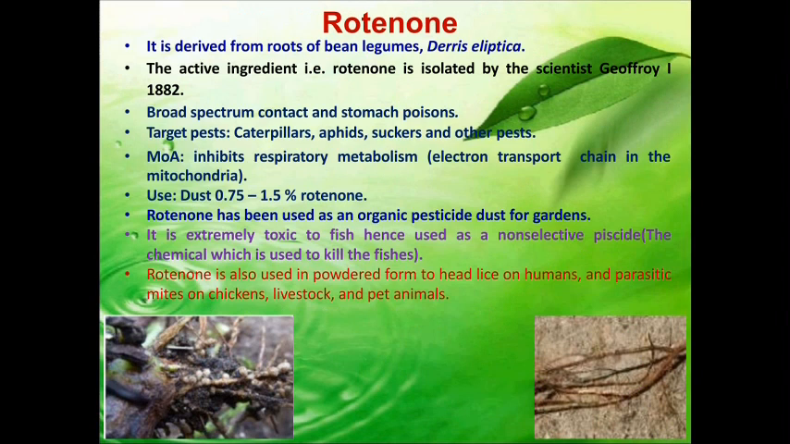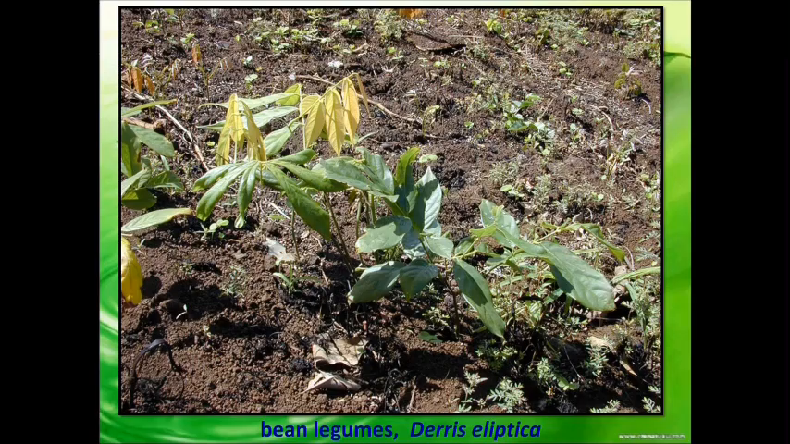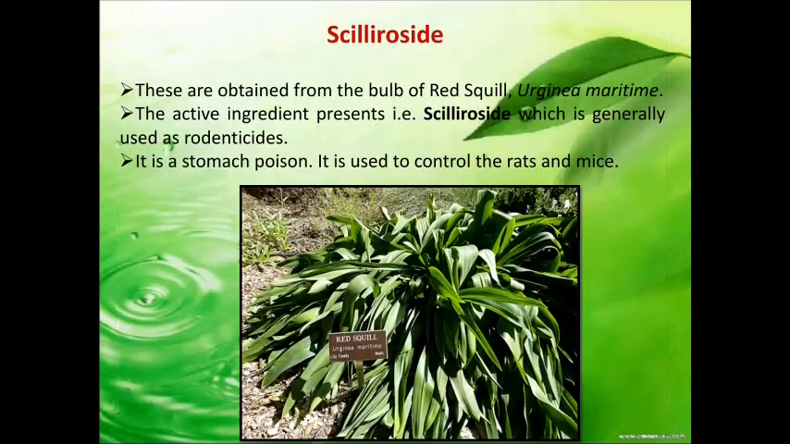Okay, and rotenone is also used in a powder form against head lice on humans and parasitic mites on chickens, livestock, and pet animals also. This is the bean legume. From the roots of the bean legumes, we can derive rotenone.